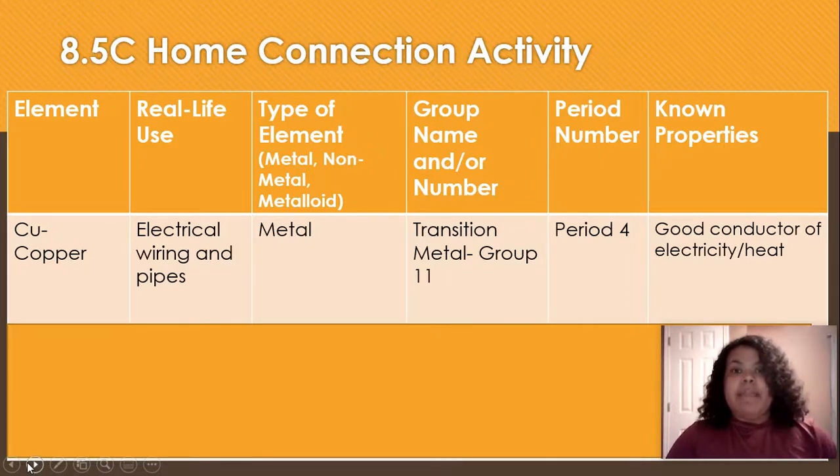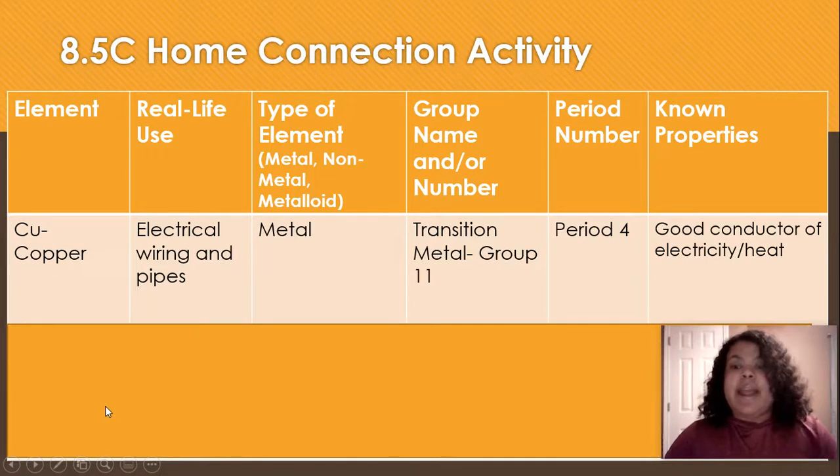The group name is transition metal. The group number is 11. Copper is found in period 4. Some known properties of copper are that it is a good conductor of electricity and heat.